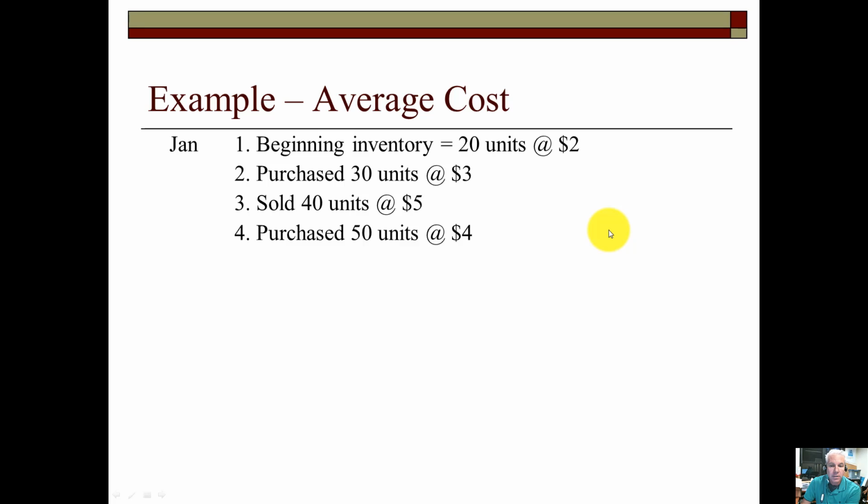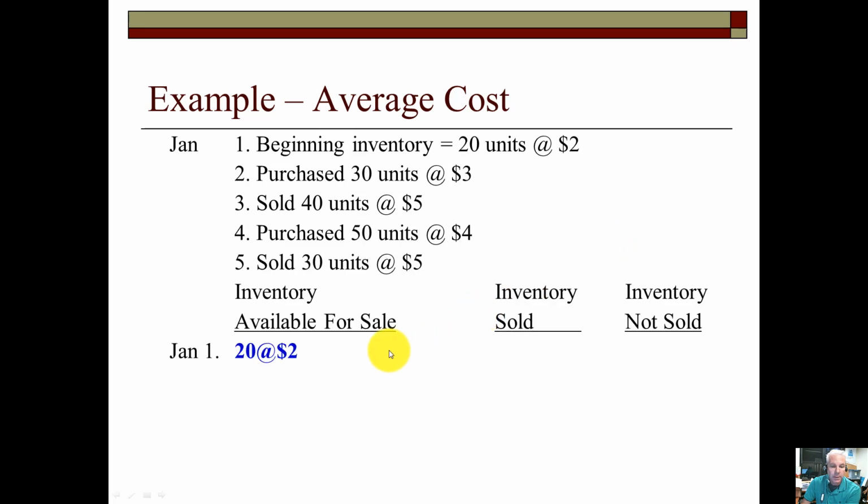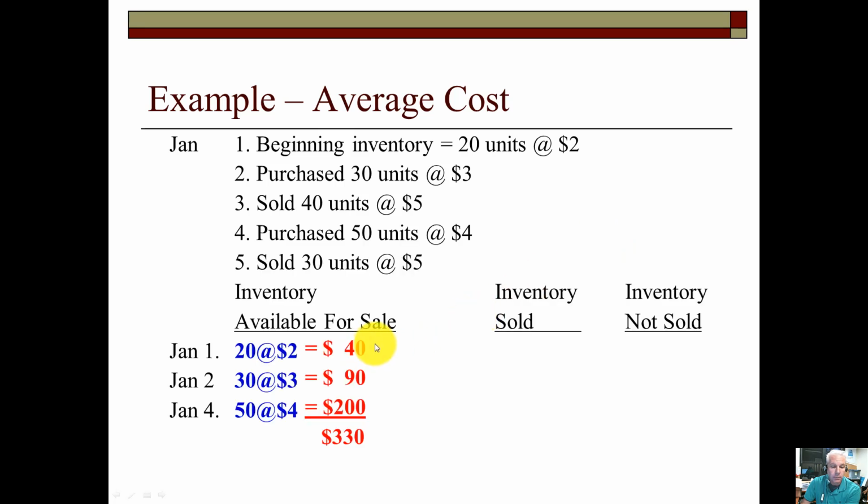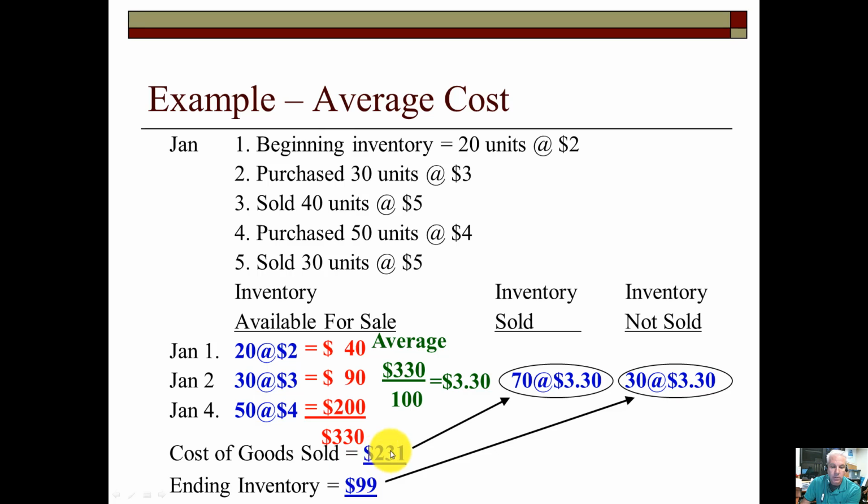Now for average cost, this is the simplest method. What we do is we take our available goods for sale. We have 100 available, divided into the total cost, extended out the red numbers. You get $3.30 per unit. Use this same number for the units that you sold and for the units that are unsold. So therefore that would give us the cost of goods sold of $231 and inventory of $99.